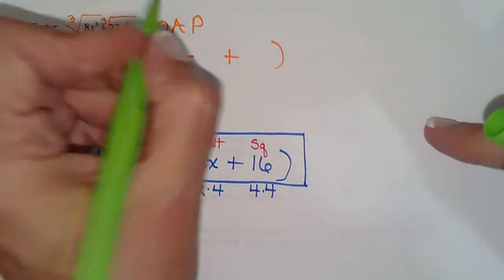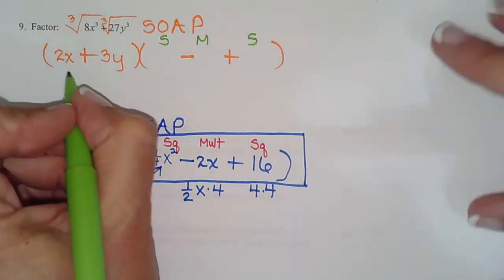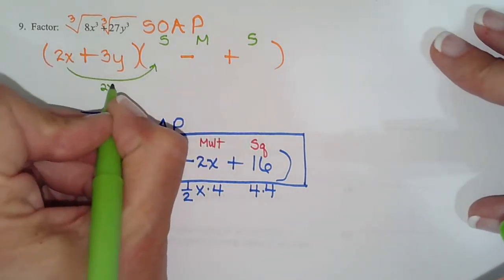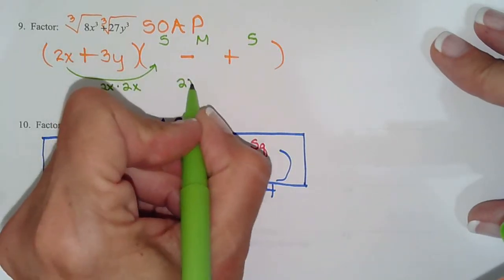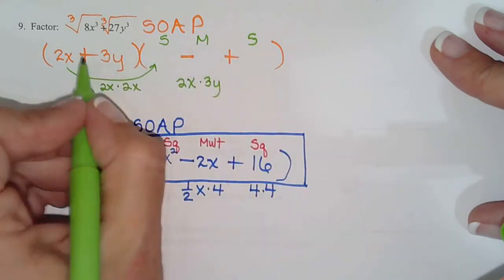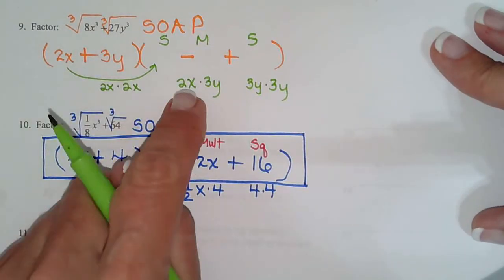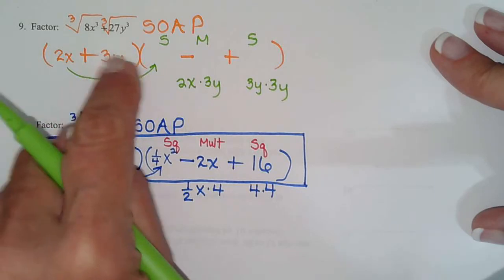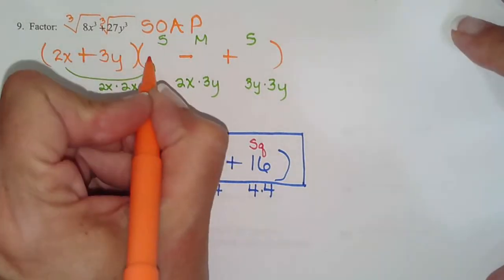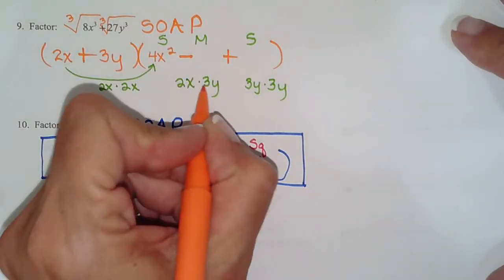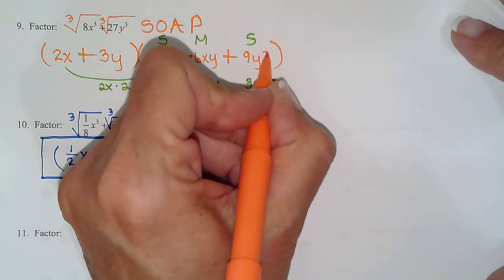Then we do our square, multiply, square. So square means square the first. So this would be 2x times 2x. This would be multiply, 2x times 3y. And this would be square, 3y times 3y. So you kind of go down the line: square the first, multiply the two, square the last. And that's how you fill in your second parenthesis. So 2x times 2x is 4x squared. 2 times 3 is 6xy. 3 times 3, 9y squared.